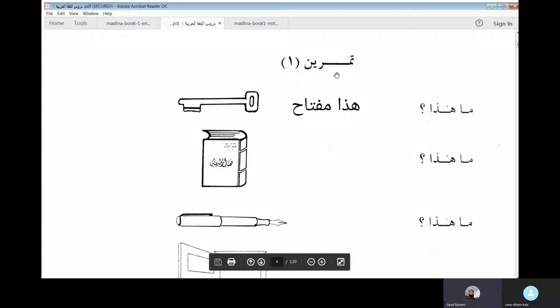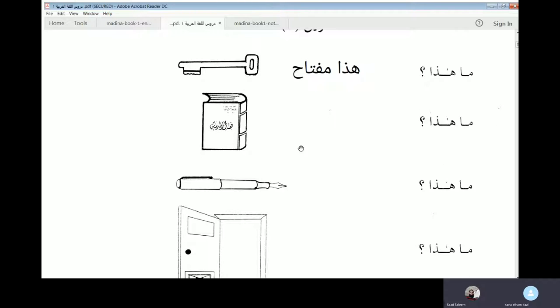Yes, Ms. Sana. Tamreen 1. Tamreen al-awwal. First exercise. Ma hadha? What is this? Hadha miftah. This is a key. Ma hadha? What is this? This is a book.